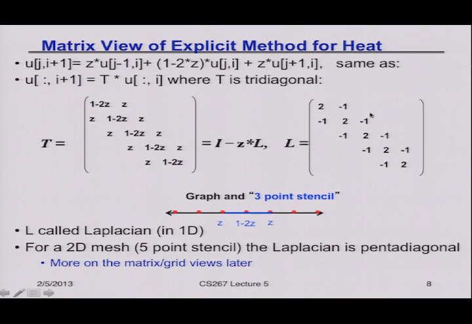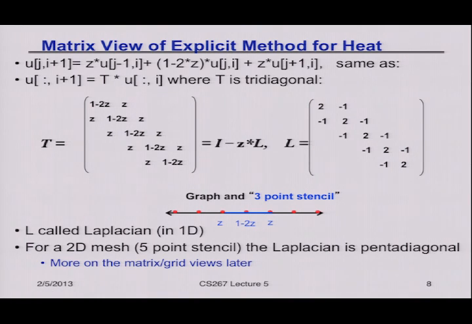Minus z times this matrix, this canonical matrix which shows up all the time in this business: 2's down the diagonal, minus 1's above, and minus 1's below. So I spend all my time doing a matrix vector multiply basically with this matrix. 2 times myself, negative 1 times my neighbors.